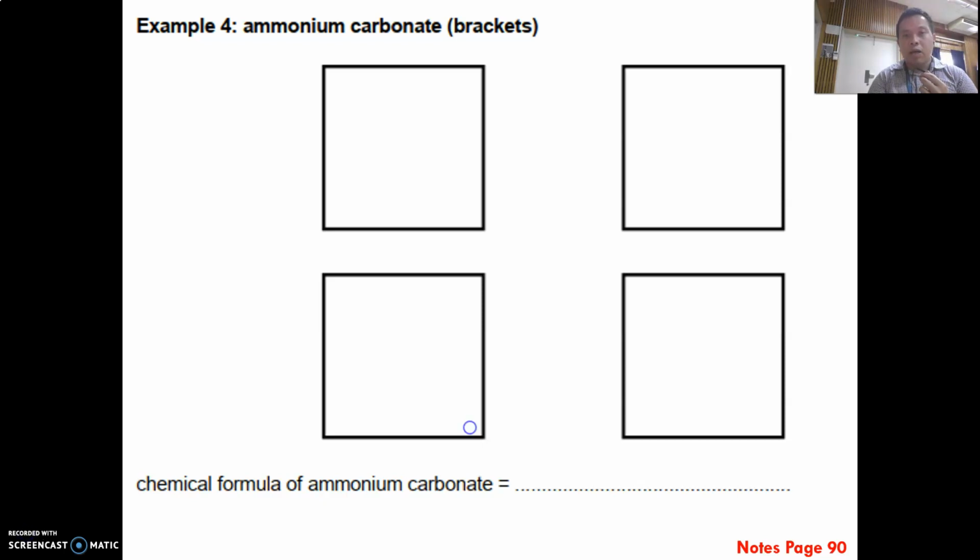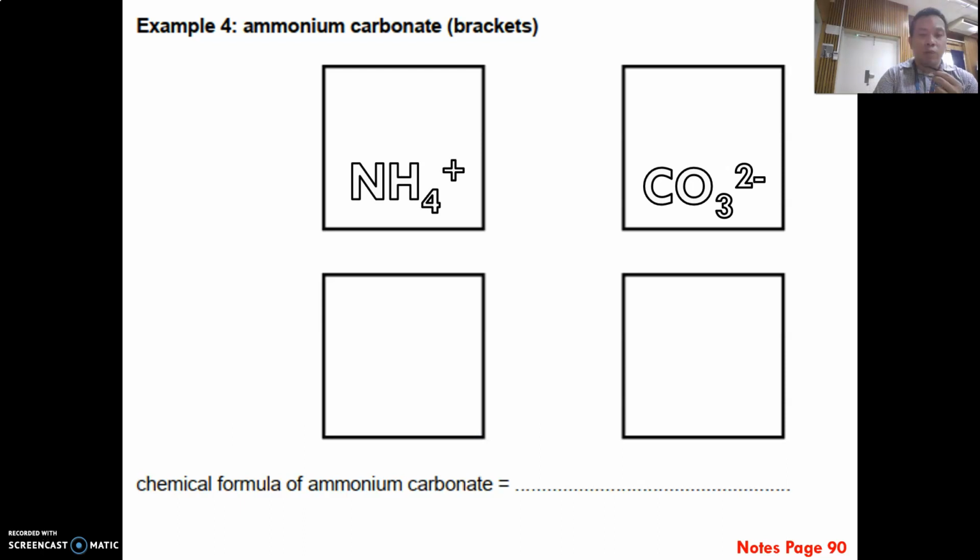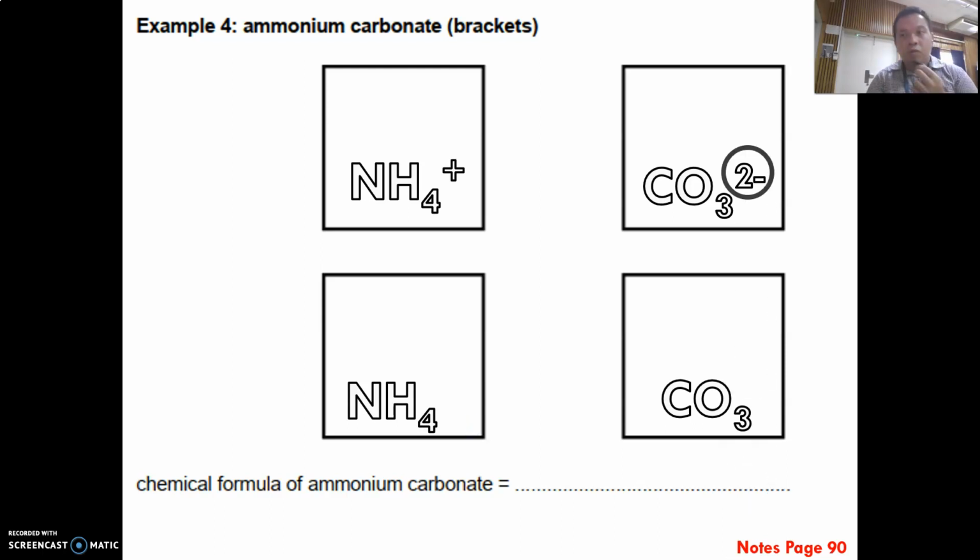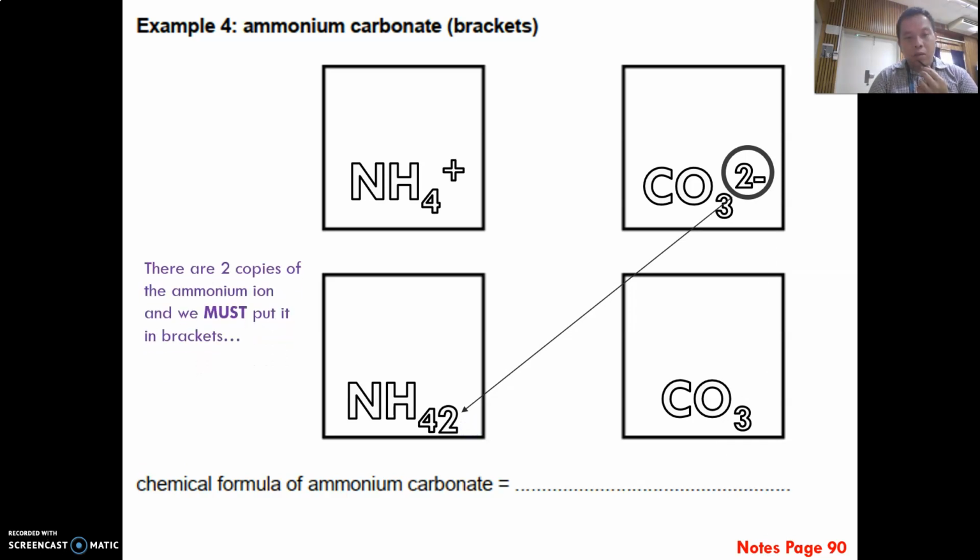Again, we start with the ammonium ion NH4 plus and the carbonate ion CO3 2 minus. On the bottom, the same ions but without the charges. Finally, bring the 2 from CO3 2 minus down to NH4. Now you realize that there will be 2 copies of the ammonium ion, so we put it in brackets. The chemical formula will be (NH4)2CO3. So 1 unit of this compound contains 2 ammonium ions and 1 carbonate ion.